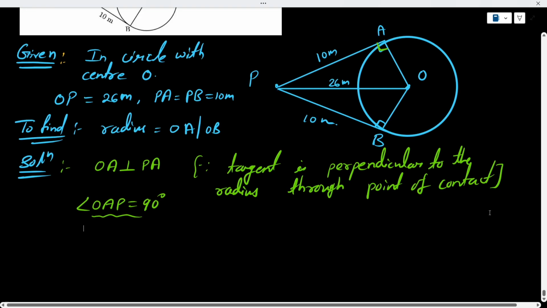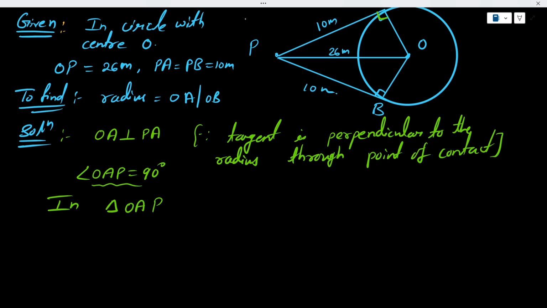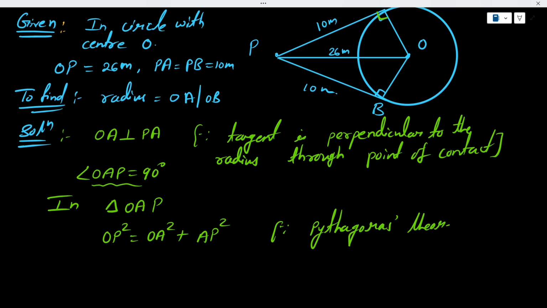Now you can see that this triangle is a right triangle. Right triangle means I can use the Pythagoras theorem to find out the length of the radius. One more thing you have to always remember: the side opposite to 90-degree is going to be the hypotenuse. Most of the students make the mistake of taking PA as the hypotenuse and they go wrong. So using the Pythagoras theorem, OP square equals OA square plus AP square. And you must mention that I am using the Pythagoras theorem because it is a right triangle.